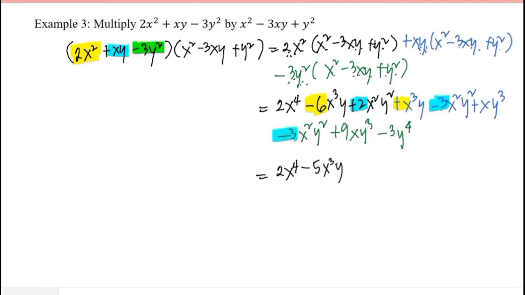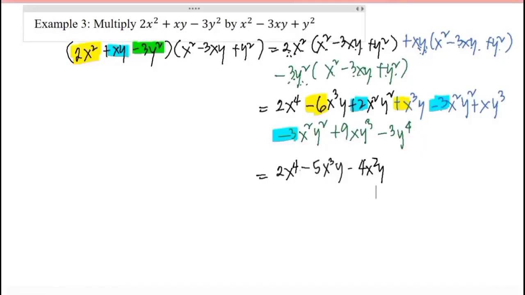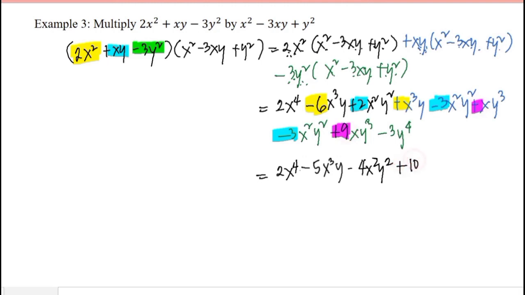Plus negative 3, that's negative 4. So we have here minus 4x squared y squared. And for xy cubed, we have here 1 plus 9 is 10. So that's plus 10xy cubed. And last term, so that's negative 3y to the fourth. And this is our answer.